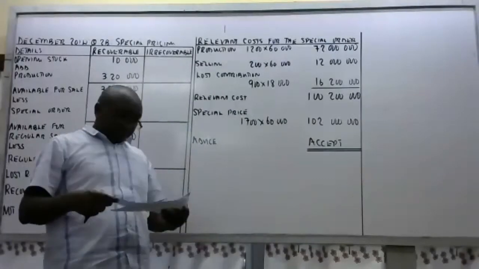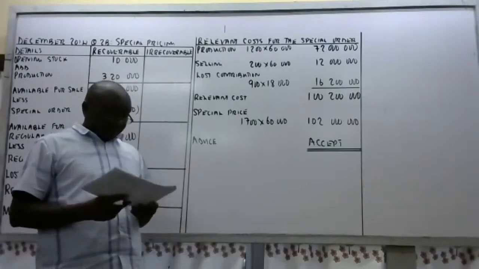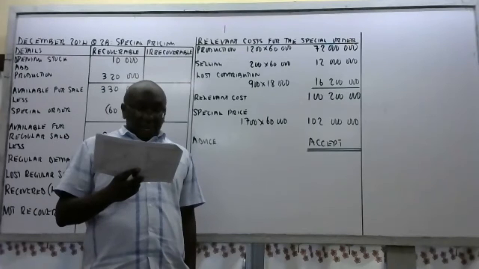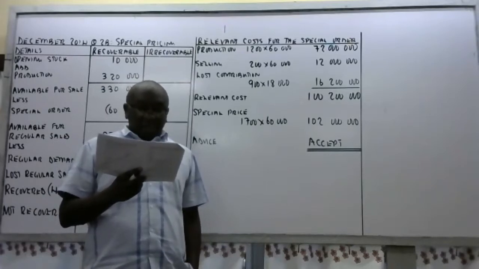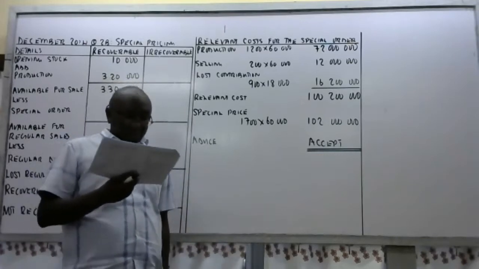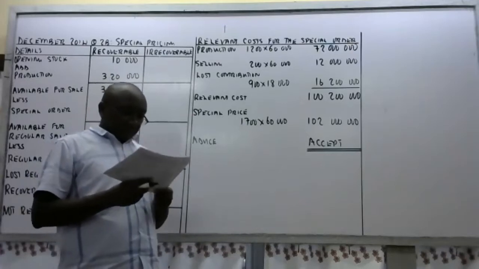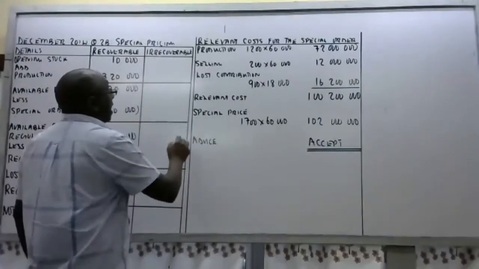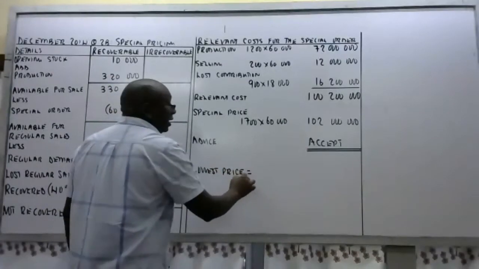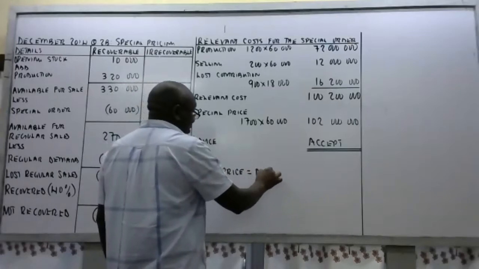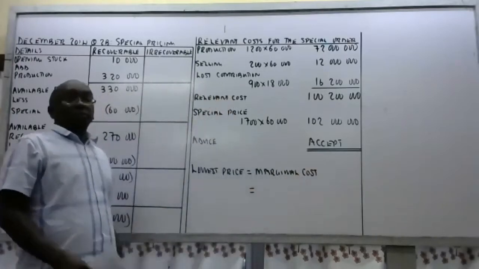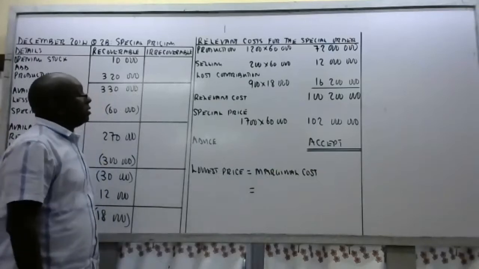Good. Now, we have advised on number 1, whether to accept the special order. Then number 2, the lowest price the vendor could charge for the minimum order so as to be indifferent between the existing production and the special order. The lowest price we have always said should be equal to the marginal cost.